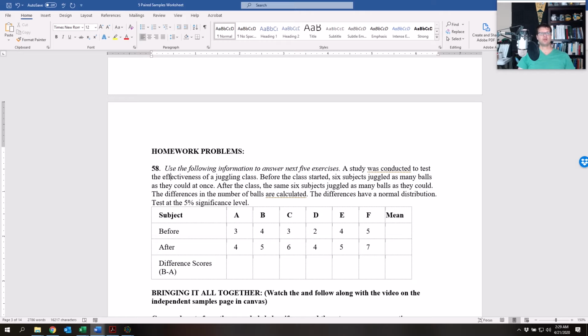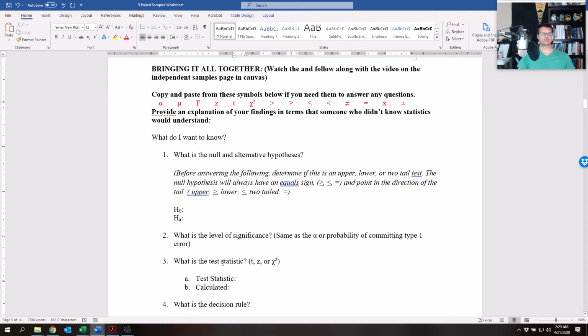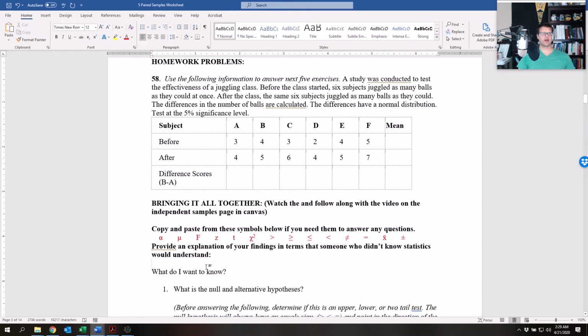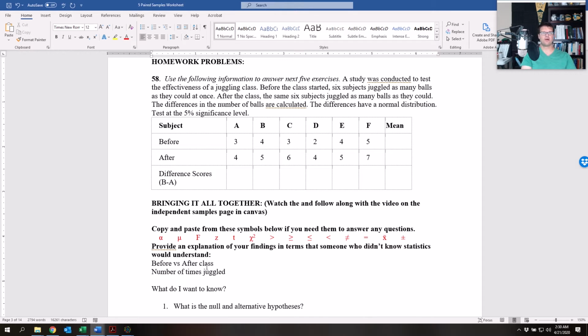So the very first thing we need to do is calculate a difference score. Well, before we even do that, let's ask a few questions. What is the dependent variable? Okay, the dependent variable, let's see here. We've got a few things to choose from. We've got before class, before versus after class, number of times juggled, and then we have 6 subjects.